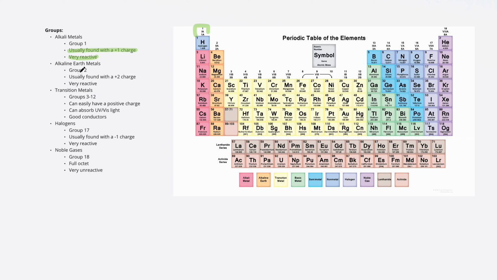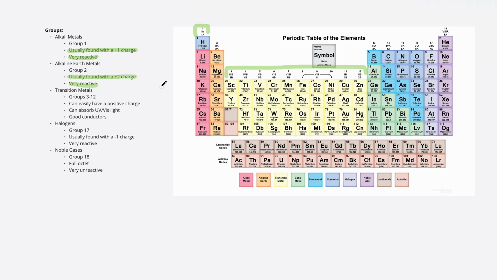And then group 2 are the alkaline earth metals. And like we talked about earlier, these will be really likely to lose 2 electrons. So they're usually found with a +2 charge, and they're very reactive as well, for all the same reasons that the alkali metals were. Now we have our transition metals, which remember is this block here.